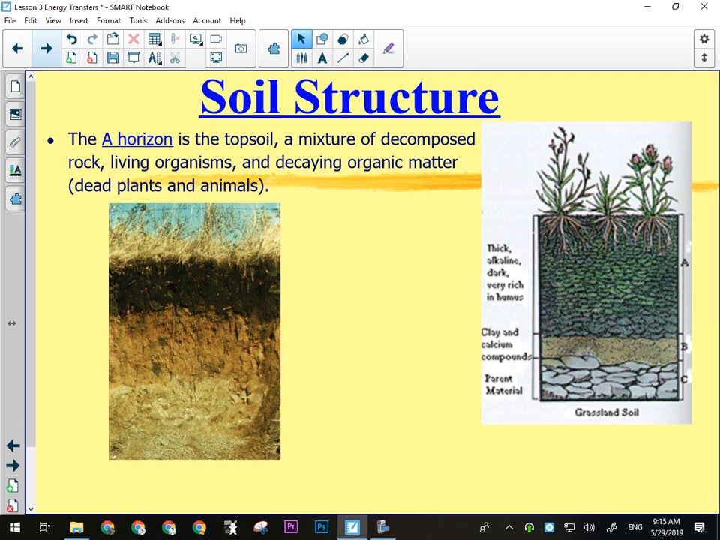So the A horizon is the topsoil. It's a mixture of decomposed rock, living organisms, and decaying organic matter, that would be dead plants and animals, plant litter, leaves, things like that. The topsoil is usually the darker of the layers, but not always. Then you've got your clay layer, and then your rock underneath.